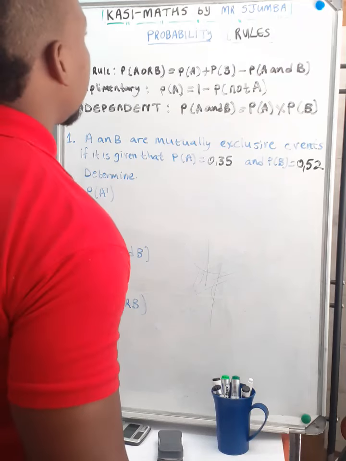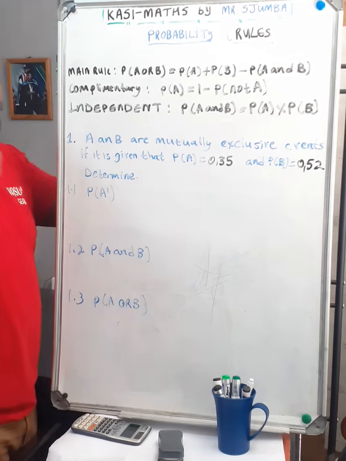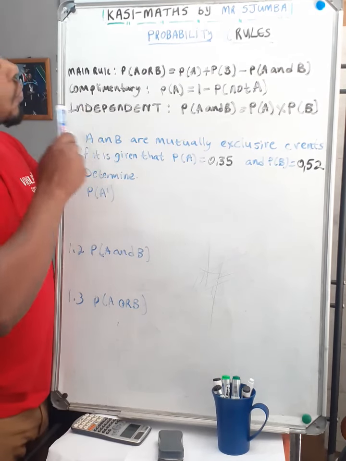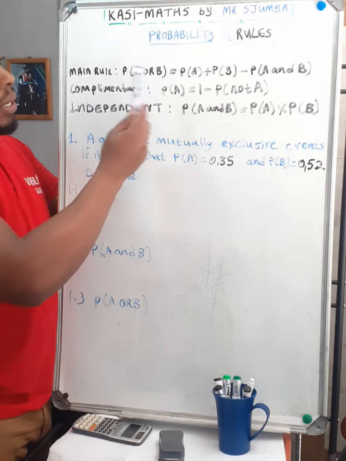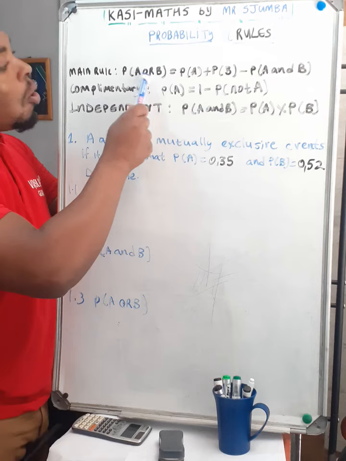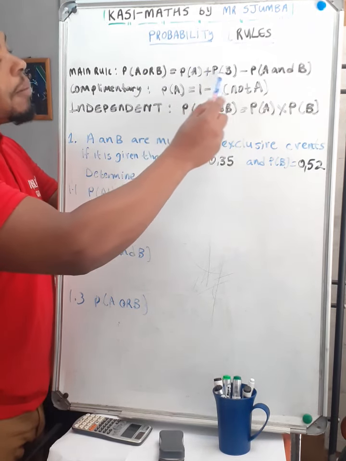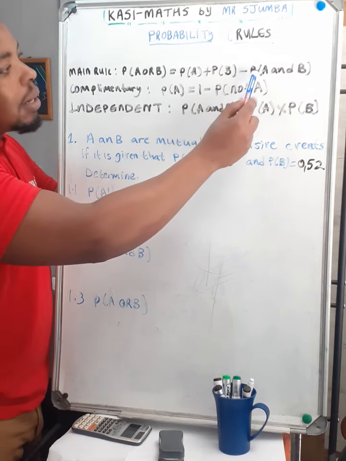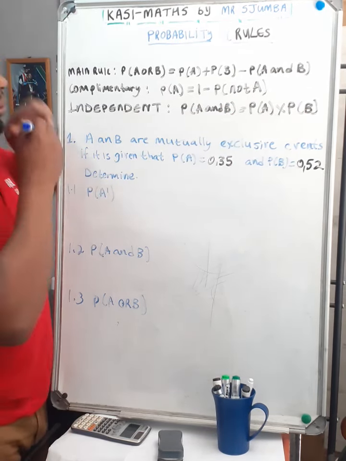Okay, now welcome to the rules. In probability we have certain rules. The main rule says that if we're having two events, the probability of A or B will equal the probability of A plus the probability of B minus the probability of A and B. A and B means the intersection, right?